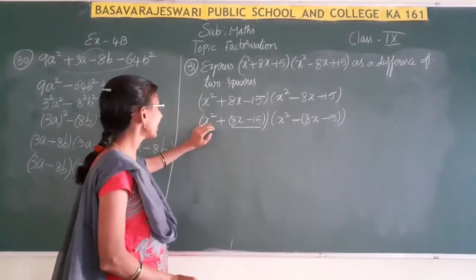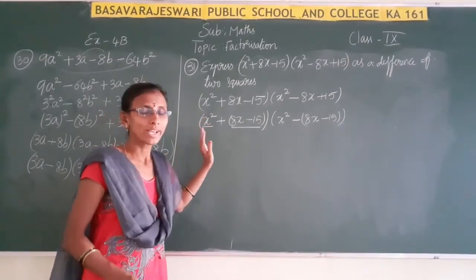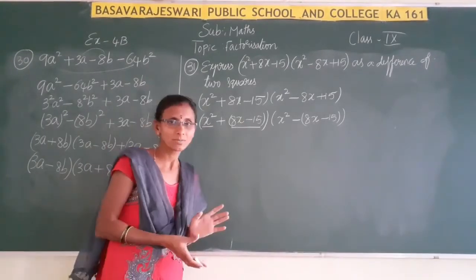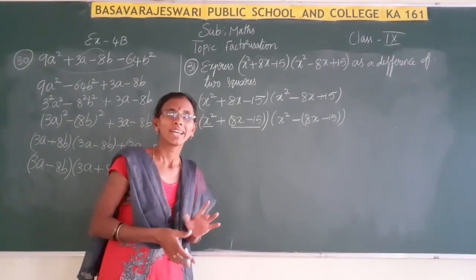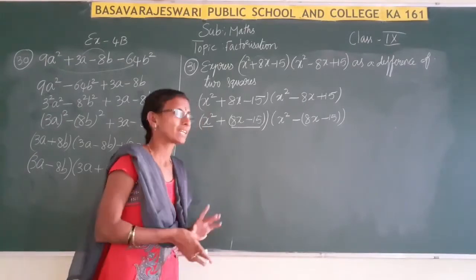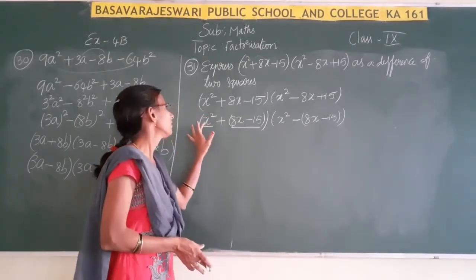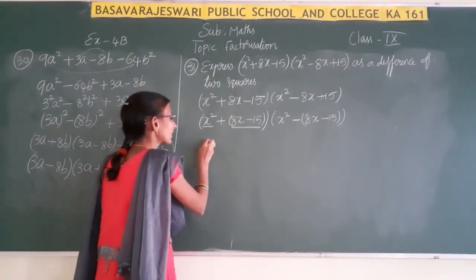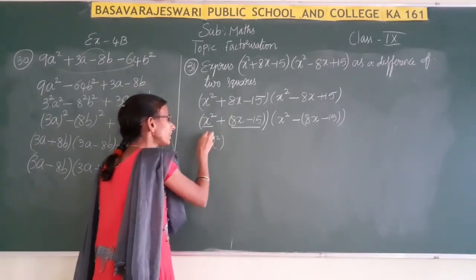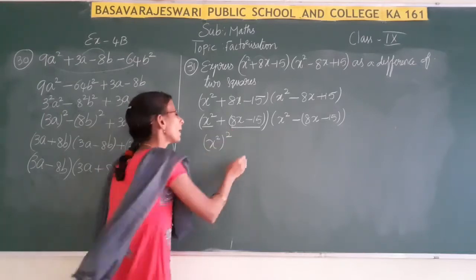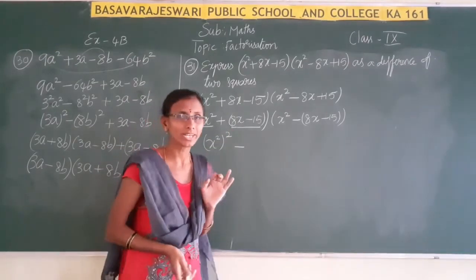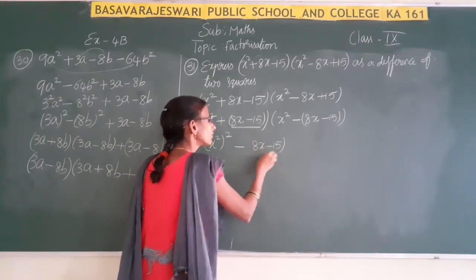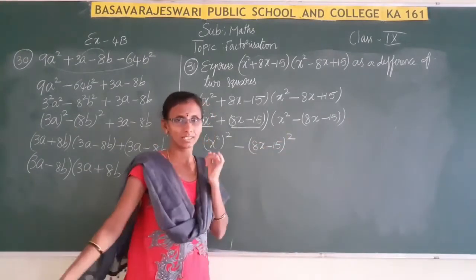Okay, so what is a here? x square. The identity expansion here is a square minus b square is equal to a plus b into a minus b. So in place of a, we have x square. So a square we can write as x square whole square, minus b square, which is 8x minus 15 whole square.